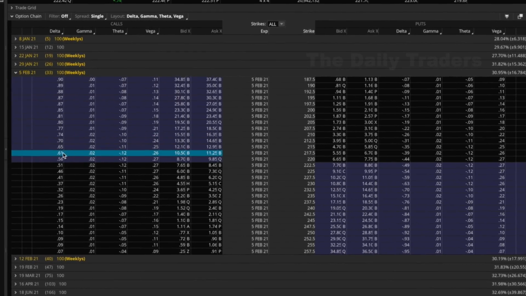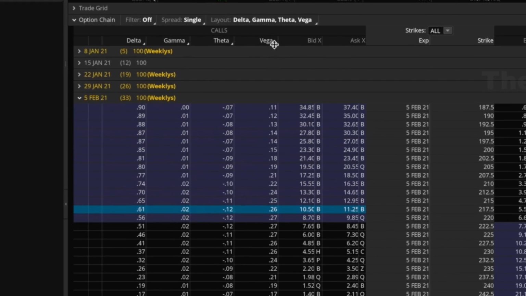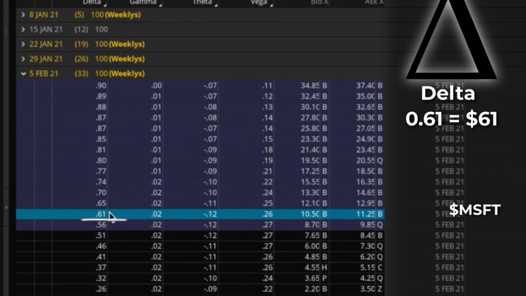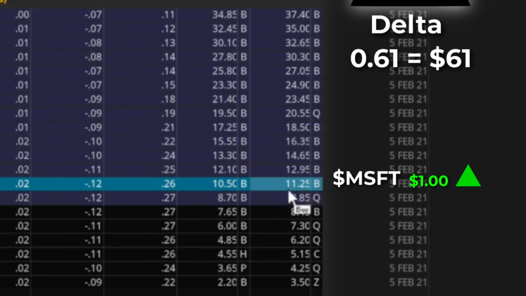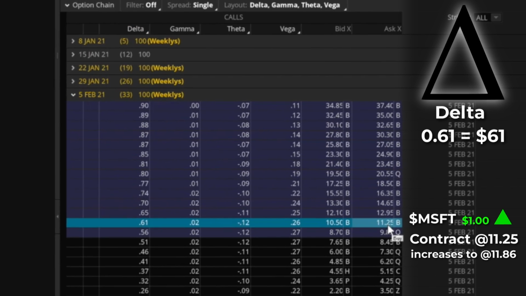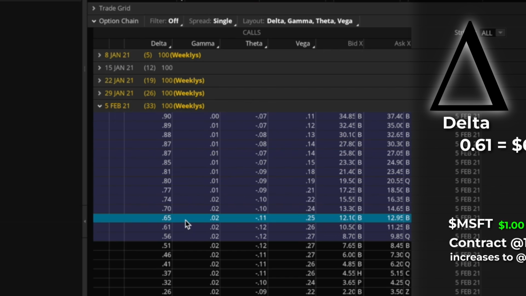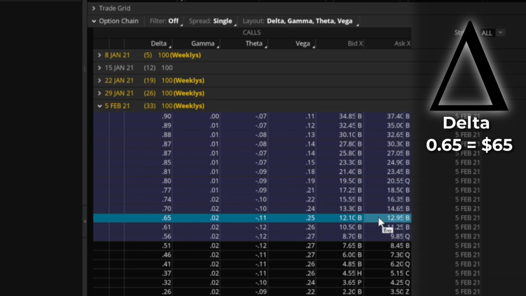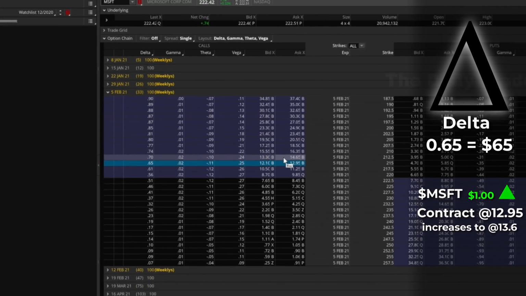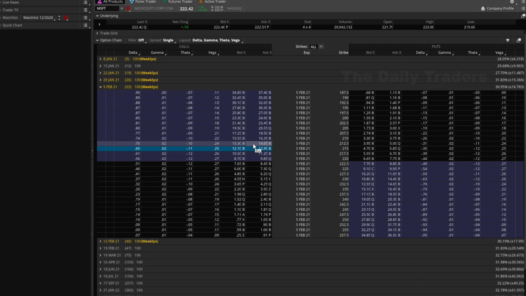All right, I'm going to use this contract for the example. We've got Delta, Gamma, Theta, and Vega. So Delta is 61 cents. So think about it like this. If Microsoft moves up $1, this $11.25 contract is going to go up by 61 cents. Same thing applies to these contracts, except Delta is now 65 cents. So every time Microsoft goes up $1, these contracts are going to increase by 65 cents. Again, this applies to all brokerages. You just might have to figure out where the Greeks are actually listed depending on which brokerage you're using.